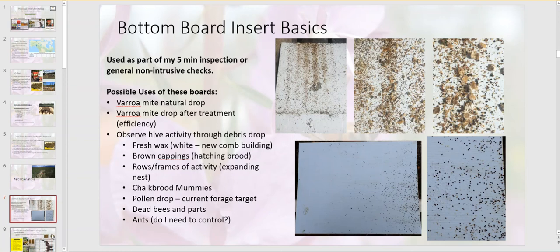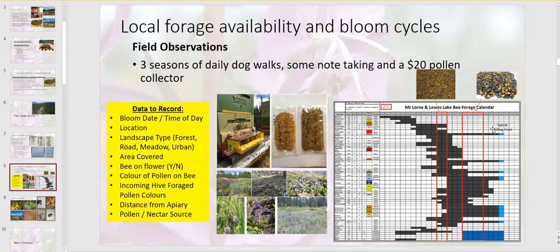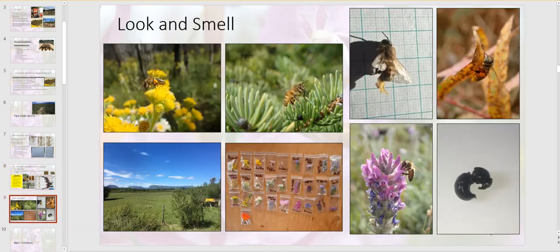and various things. It's just an example of using a $20 pollen collector and my field observations to develop my bloom calendar for this area. Just some more examples of having a camera out in the field and recording what you see.